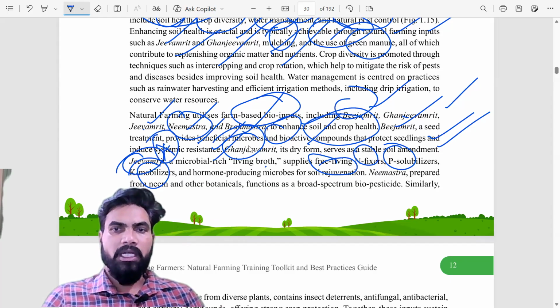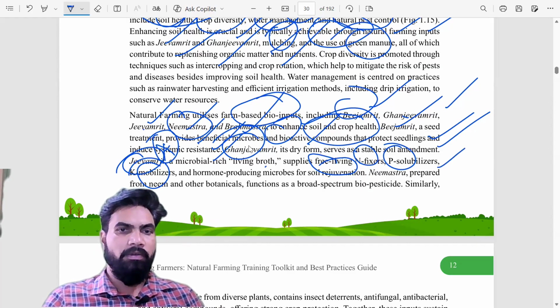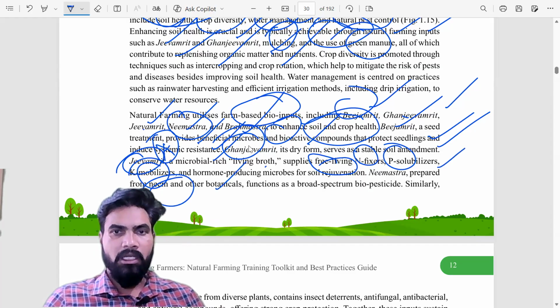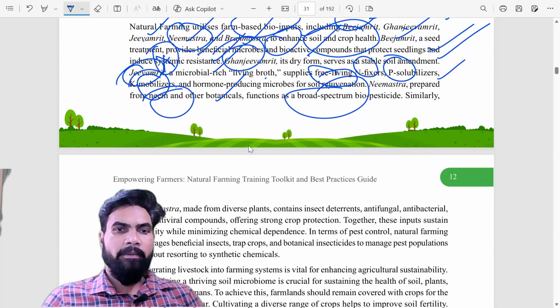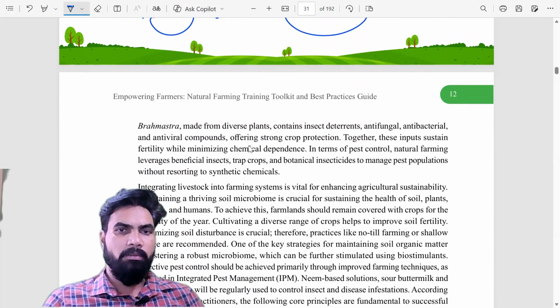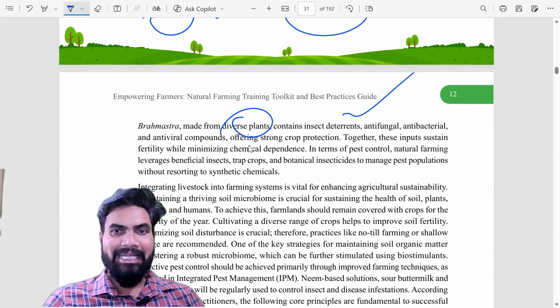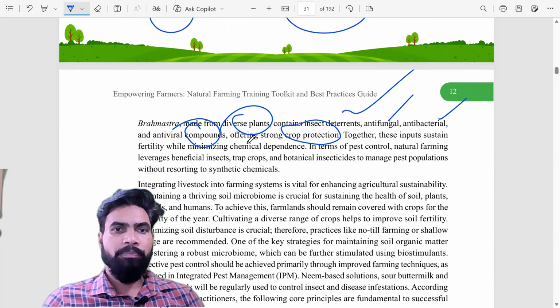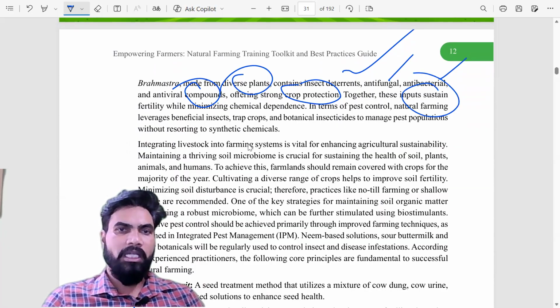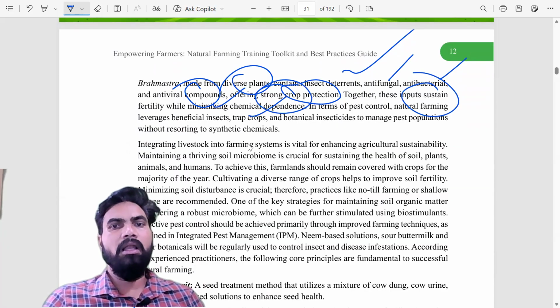Then Neemastra is also there. It is prepared from neem and other botanicals and functions as a broad-spectrum biopesticide. Similarly, Brahmastra is also there. It is made from diverse plants, and it contains insect deterrents, antifungal, antibacterial, and antiviral compounds, which offers strong crop protection. Together all these inputs sustain fertility while minimizing chemical dependence.